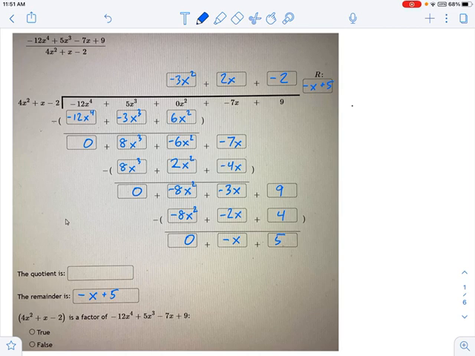The quotient, again, is whatever is up top. That's what goes in here for your quotient. So that's negative 3x squared plus 2x minus 2. Now, is 4x squared plus x minus 2 a factor or is it not? Well, the remainder is not 0, so this is not a factor. If the remainder were 0, it would be a factor. But there's a whole lot more non-factors out there than there are factors.